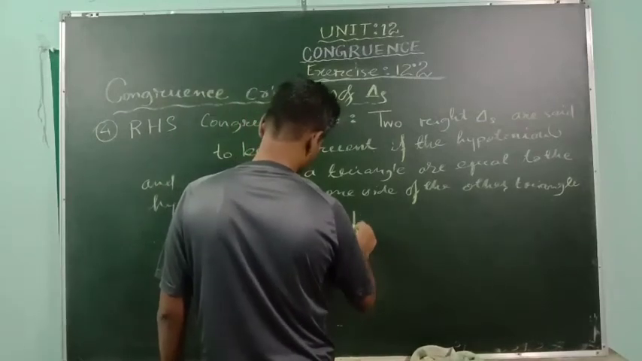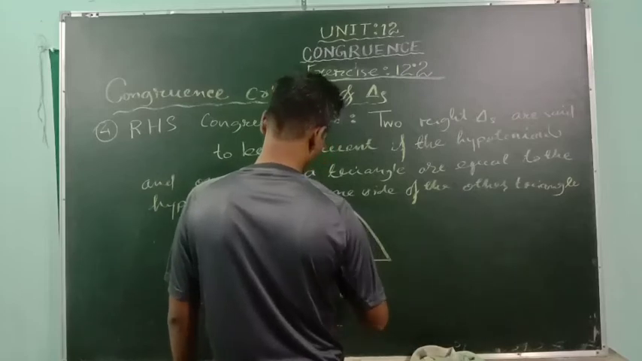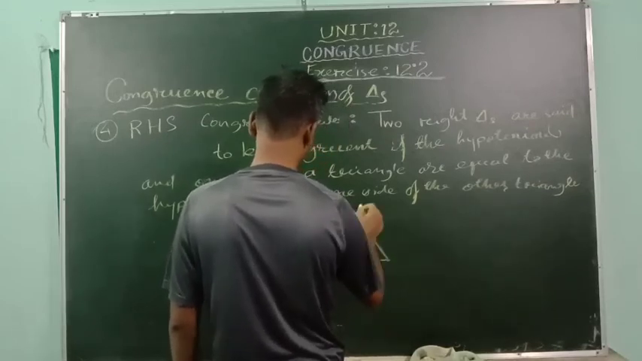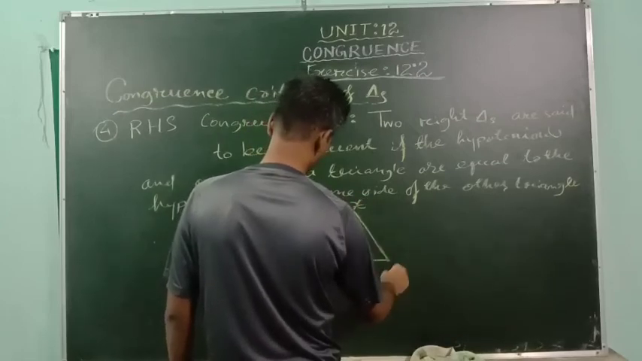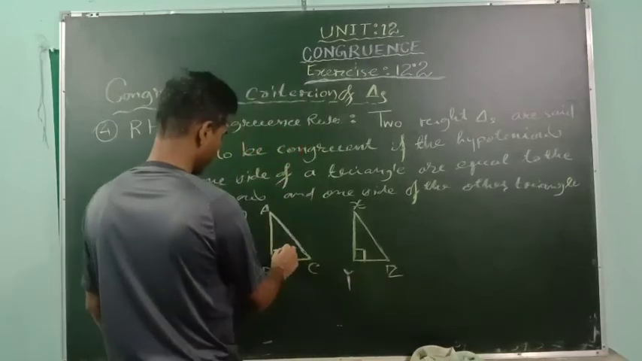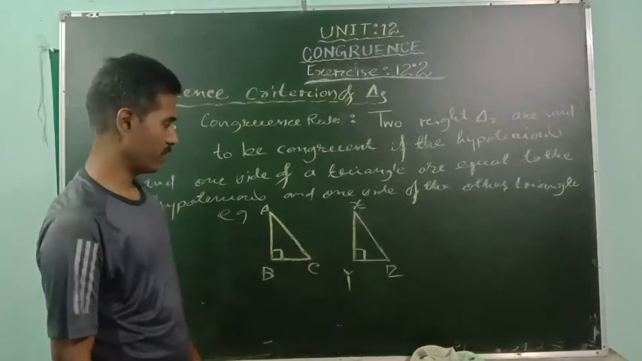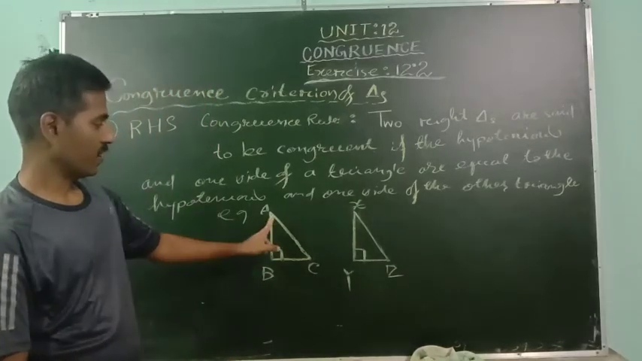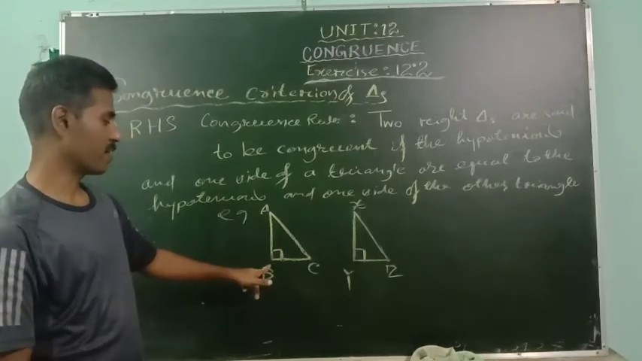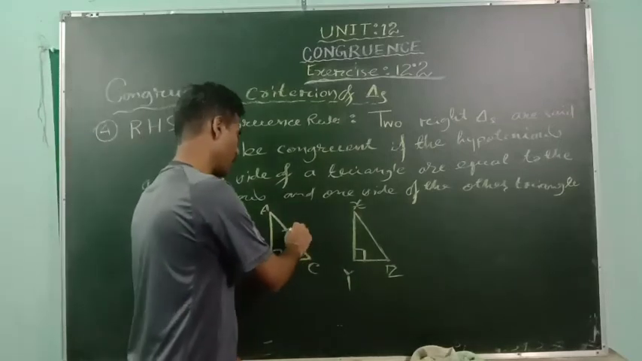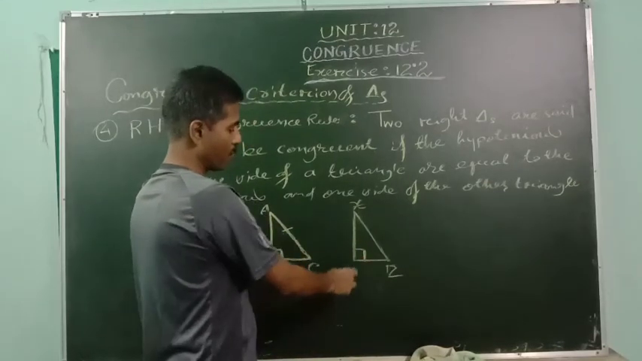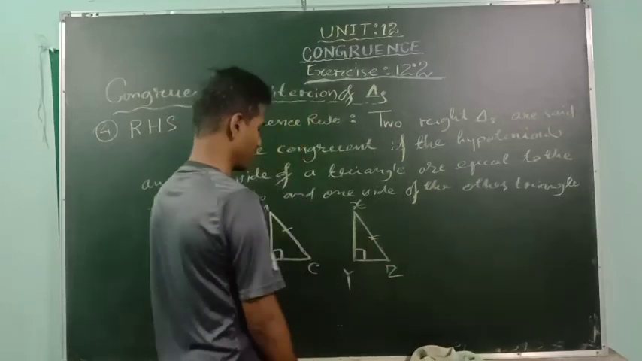And we got another right angle triangle here, XYZ. Now this angle B is right angle and this angle Y is right angle. This is the sign of right angle. The side that lies opposite to the right angle is called the hypotenuse of a right angle triangle. Since angle B is right angle, opposite to angle B is AC, and this AC is called hypotenuse. In triangle XYZ, angle Y is right angle, opposite to angle Y is XZ, and this XZ is called hypotenuse.